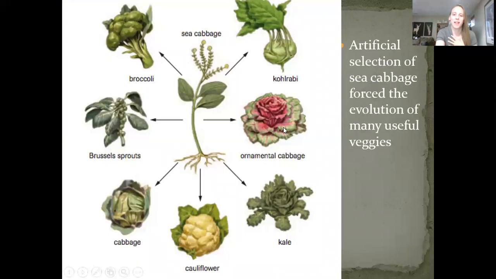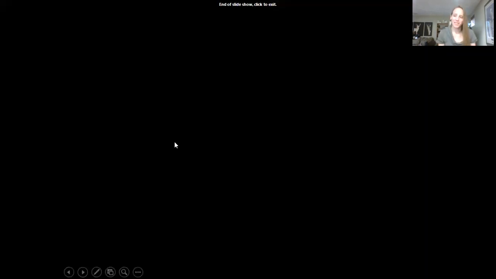So this is an example of a type of evolution that humans have done. We have taken this sea cabbage plant, and through artificial selection, we have evolved it into all of these different types of plants, which now all have this common ancestor of the sea cabbage.